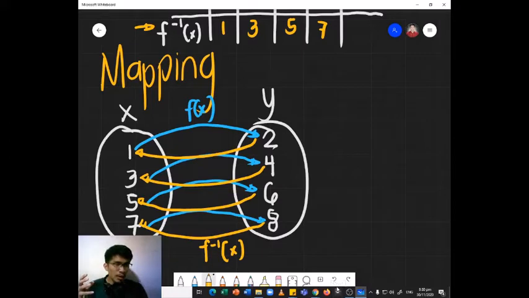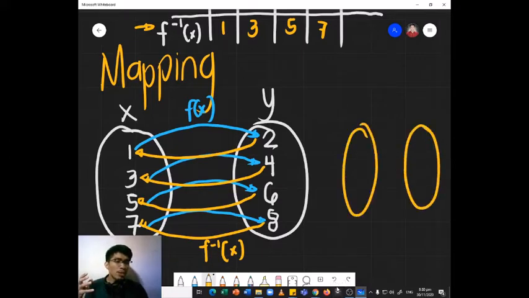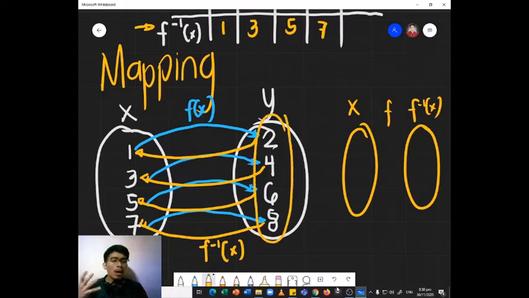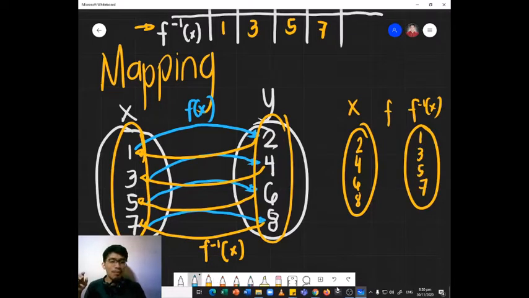To write it here as another mapping, we can have this one as x, and this is our f of -1 of x. Again, we have a function at the center that processes this. So interchange. What is our new x now? All our outputs earlier. So we have 2, 4, 6, and 8. And our y now will be the input in the original mapping, which is 1, 3, 5, and 7.